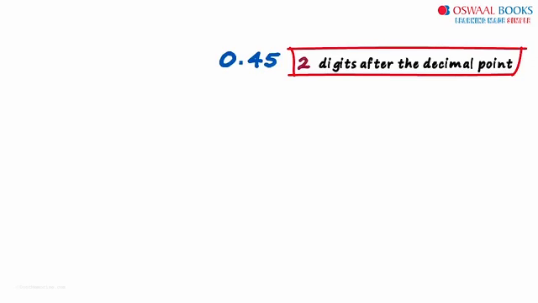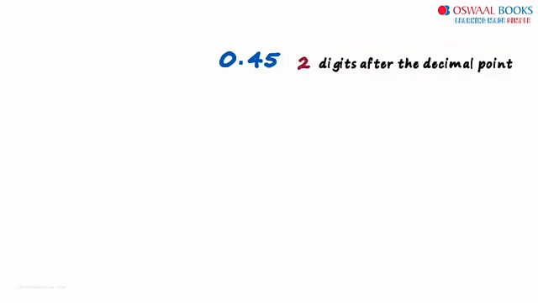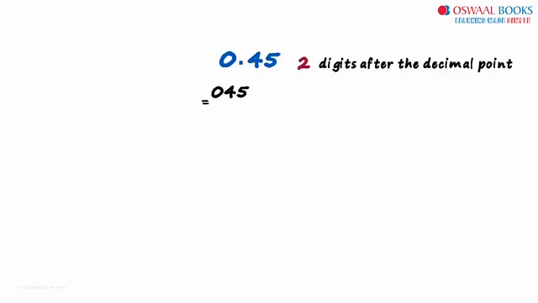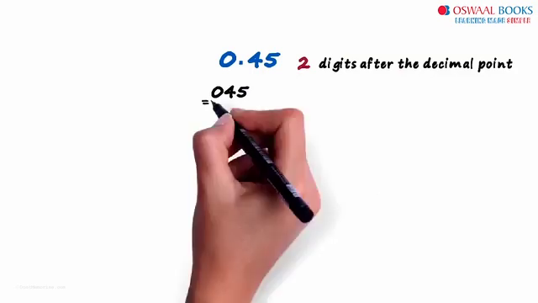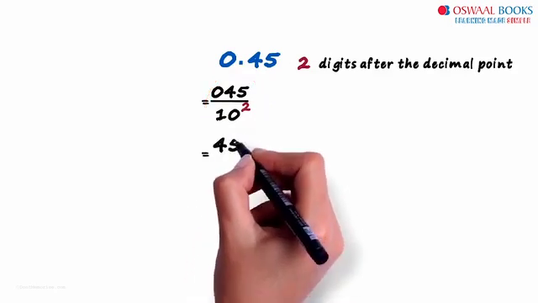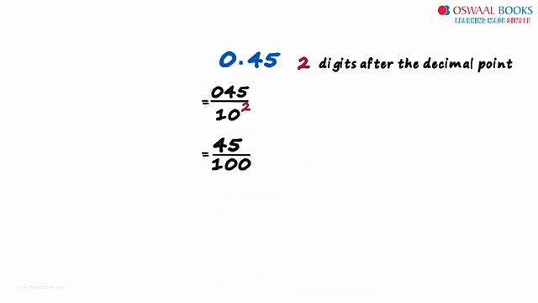Once we find this, we write the number without the decimal. In this case, it's 045. We write it without the decimal point and divide it by some power of 10. And what will be the power of this 10 in the denominator? Yes, it will be the number of digits after the decimal point, which is 2 in this case. This is actually 45. So 0.45 can be written as 45 divided by 10 squared, which can be written as 45 by 100.